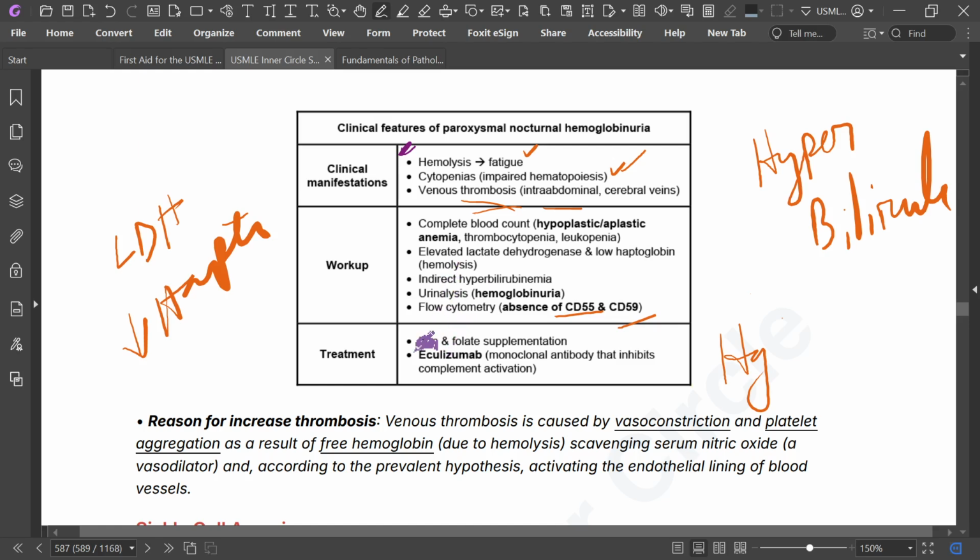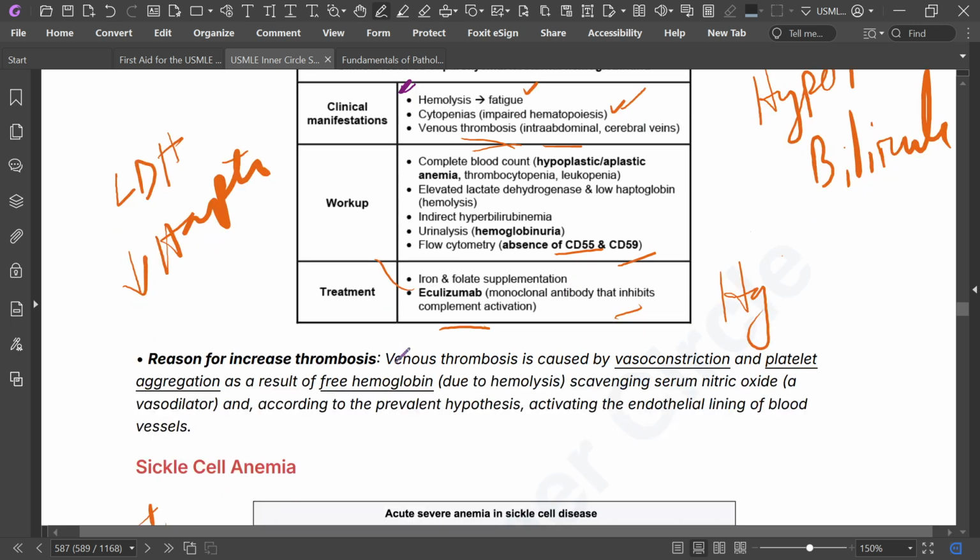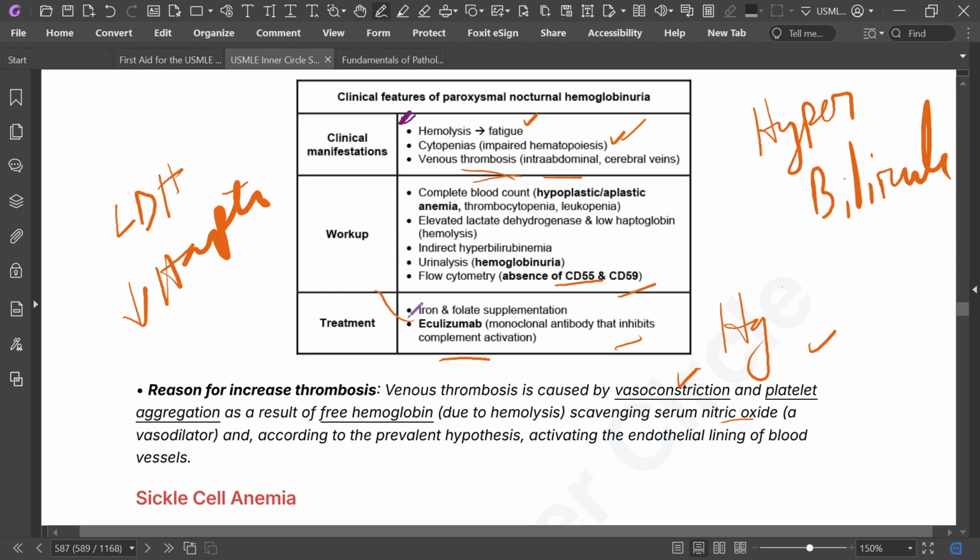So iron and folic acid supplementation, and eculizumab, a monoclonal antibody against C5 that inhibits complement activation. Why is there increased thrombosis? Venous thrombosis is caused by vasoconstriction and platelet aggregation as a result of free hemoglobin due to hemolysis scavenging nitric oxide, a vasodilator, according to the prevalent hypothesis, and activating the endothelial lining of the blood vessels.